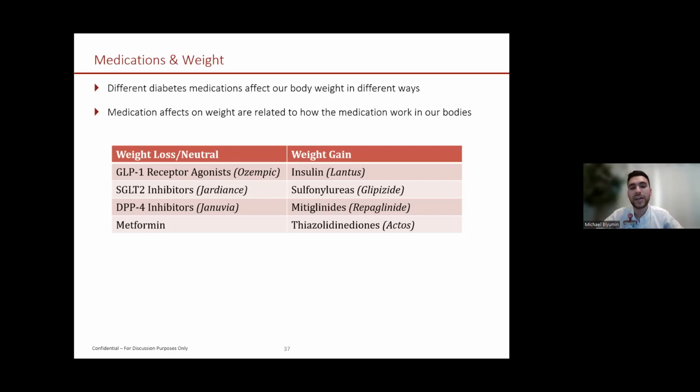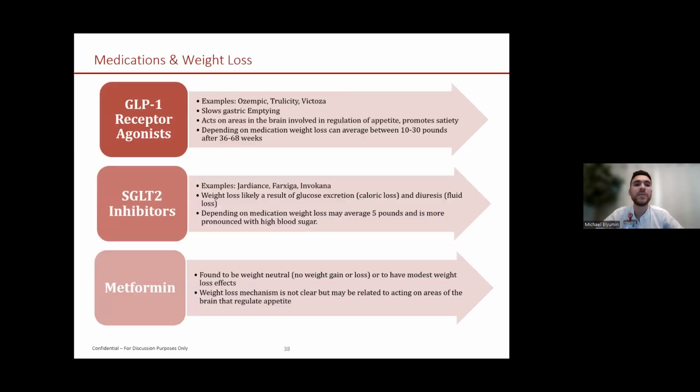Now, on the other side, we have medications that might actually contribute to weight gain. Most commonly, these are medications like insulin, sulfonylureas or glipizide, glimepiride, meglitinides or repaglinide, and then thiazolidinediones or TZDs, things like Actos. They might contribute to weight gain. And the question is, why does this happen? Why are some weight loss? Why are some weight gain?